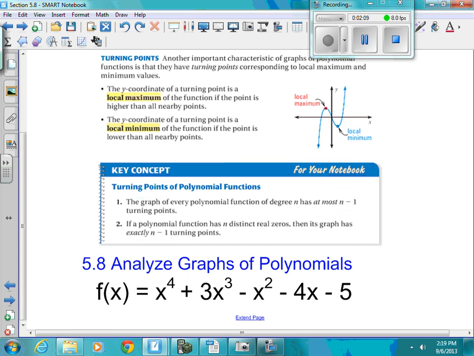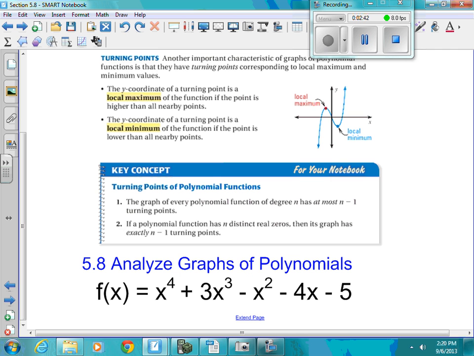Turning points, what do they tell us? Or how can we determine turning points? Some key facts to know. The graph of every polynomial function of degree n has at most n-1 turning points. So a first degree or linear function, 1 minus 1 is 0, has 0 turning points. And think of a line. Lines stay in the same direction. They do not turn ever. So that makes sense. If we have a quadratic, squared, 2 minus 1 is 1 turning point.